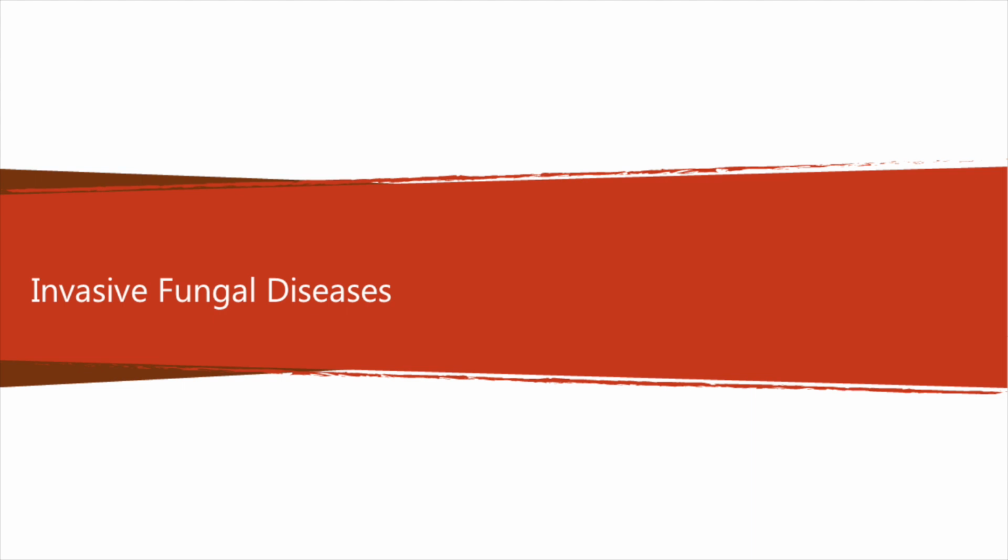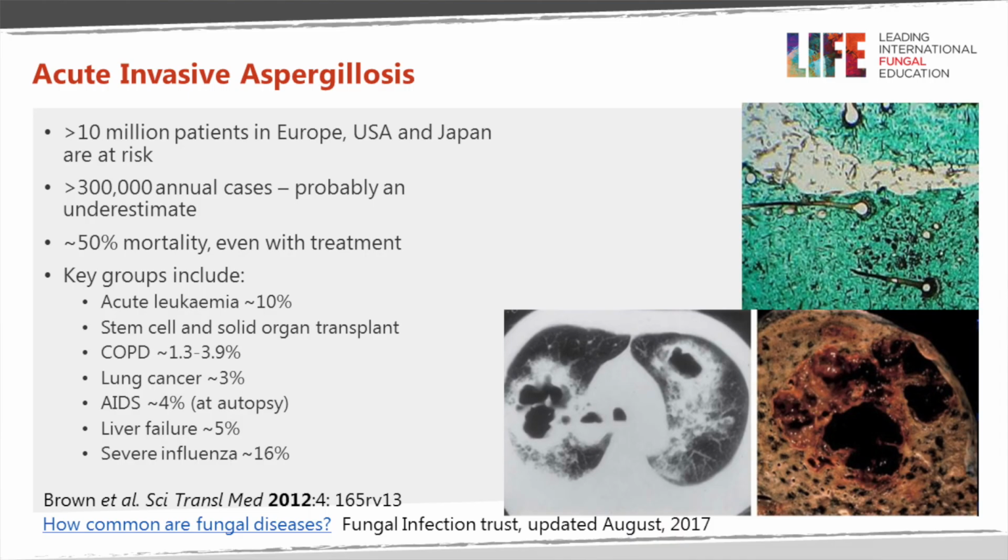So then you come to the invasive diseases, and invasive aspergillosis affects patients almost completely who are immunocompromised of some sort, and in Europe and the USA and Japan you can count those patients, and there's at least 10 million at risk, and worldwide probably over 300,000 annual cases. And even with treatment, the overall mortality is around 50%. So this is a significant problem. And without treatment, it's almost always universally fatal.